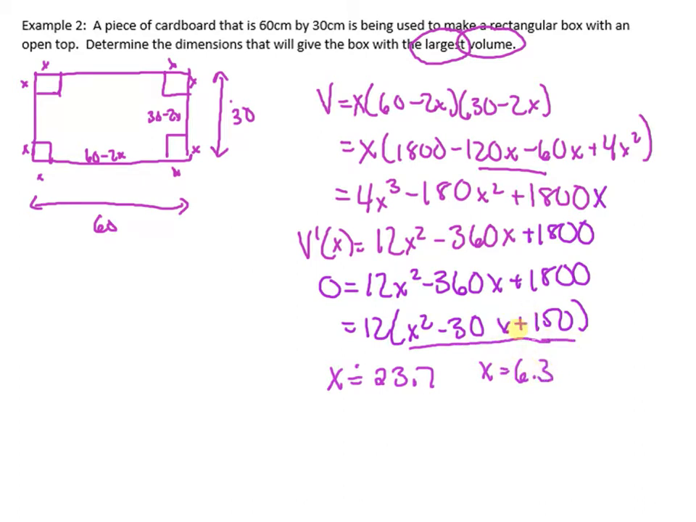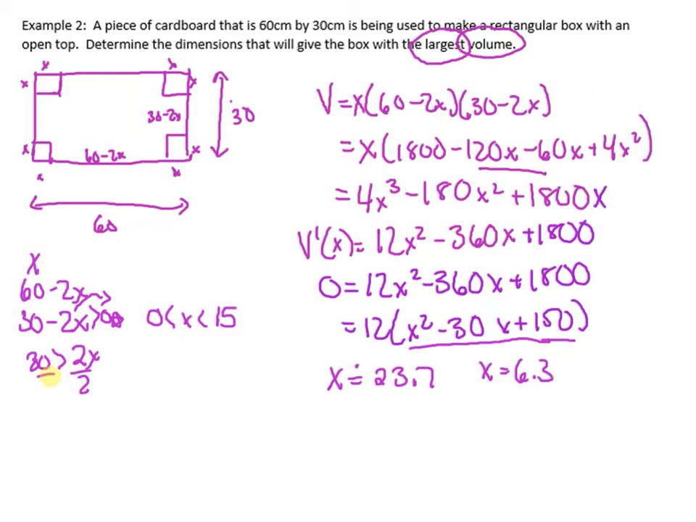So now what we have to do is determine the interval. When we're dealing with volume, all of x, 60 minus 2x, and 30 minus 2x have to be positive. So this right here is going to be our restriction. Our x is going to have to be between 0 and 15 in order to keep this positive. If you need to actually do the work, 30 has to be greater than 2x, divide that by 2, so x has to be less than 15.